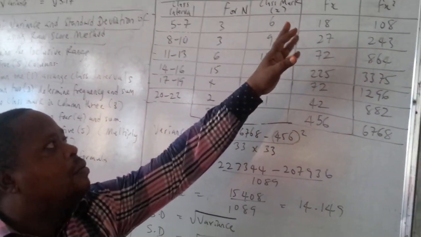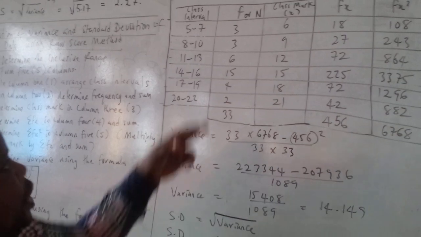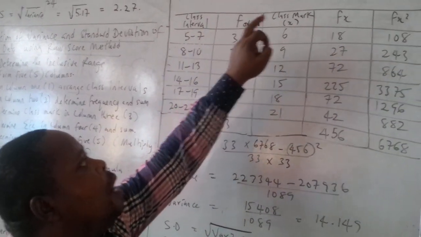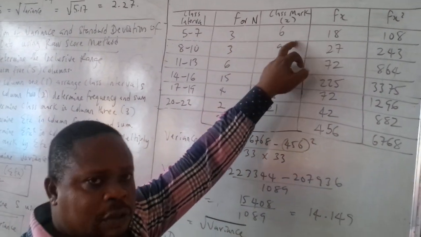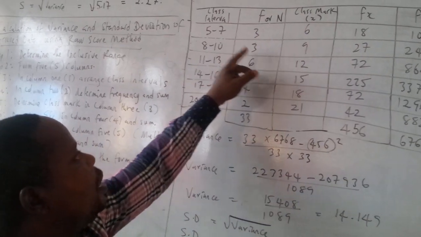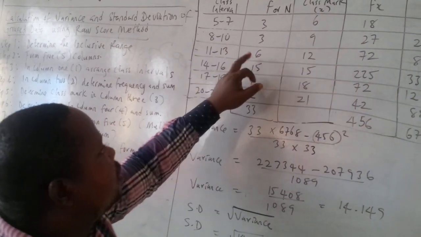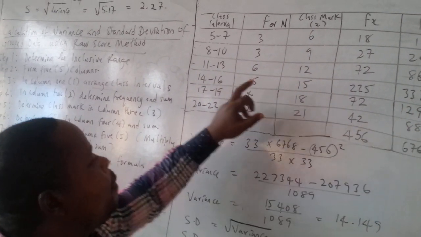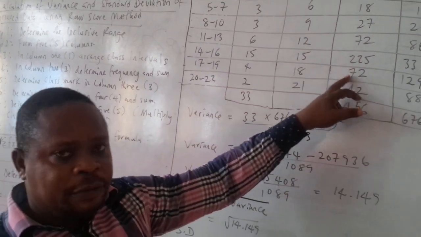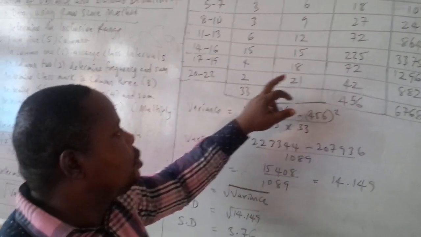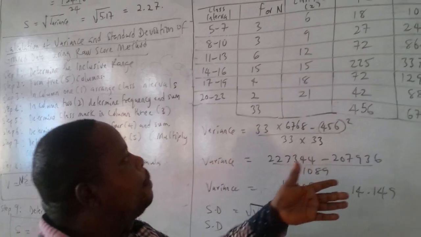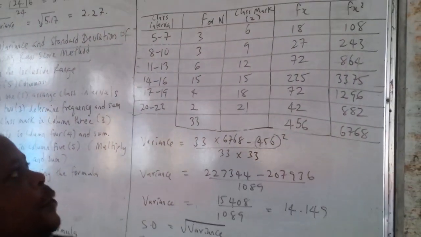Now the next thing is to calculate the fx. The fx talks about multiplying the scores in column 2 and the scores in column 3. So 3 times 6 is 18, 3 times 9 is 27, 6 times 12 is 72, 15 times 15 will give you 225, 4 times 18 will give you 72, and 2 times 21 will give you 42. If you add them together, it's going to give you 456.